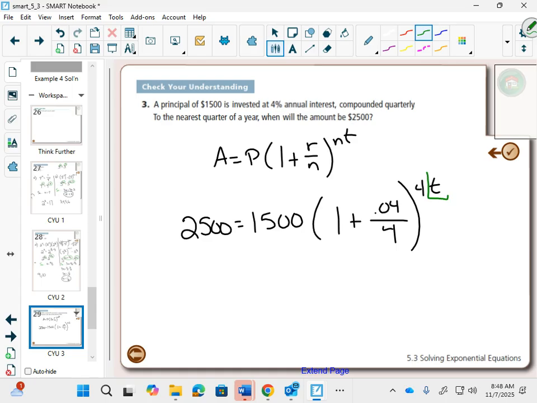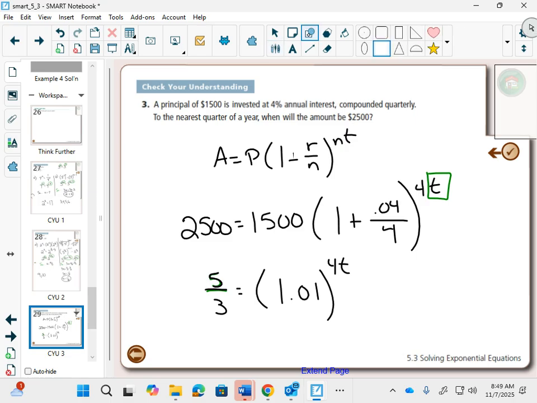when we're solving for an exponent, the only thing we have been able to do is use our powers chart. Okay? Now, if I look at this, I could divide both sides by the 1,500. So I'm going to use my calculator. If I divide both sides by 1,500, this side will be 5 over 3. If I simplify this, I get 1.01 to the 4t.